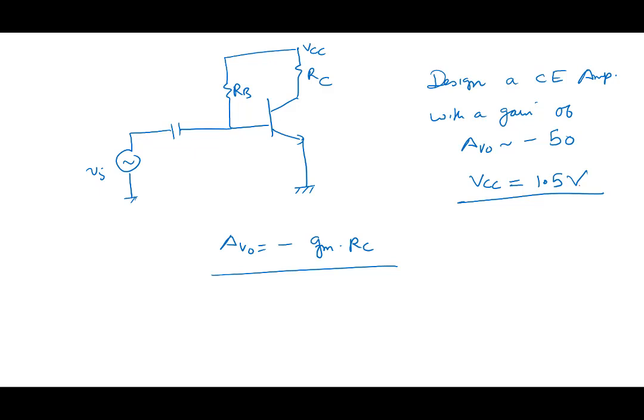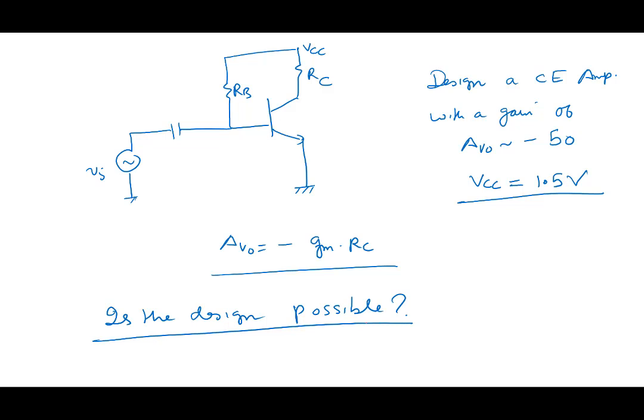Would it be possible to design the amplifier for that person? Is the design possible? That's the first question that we have to ask. If it is possible, then we'll go ahead and find out RB and RC. The only thing that is left is RB, RC, and a choice of transistor, provided the design is possible. It may be that somebody is asking you for something and the design is actually not possible. How do we check that?